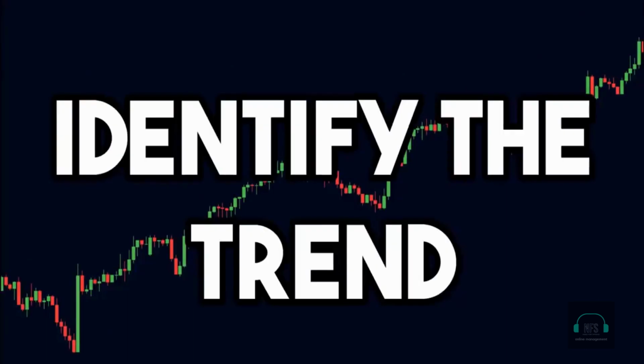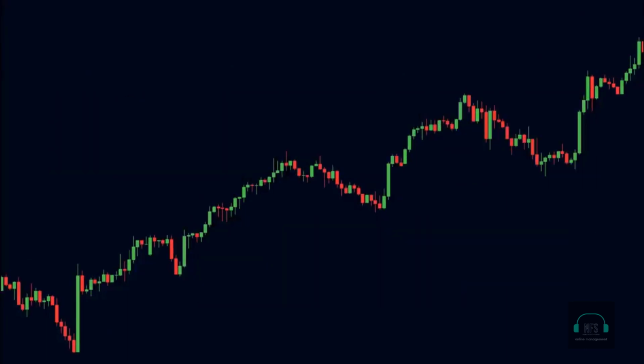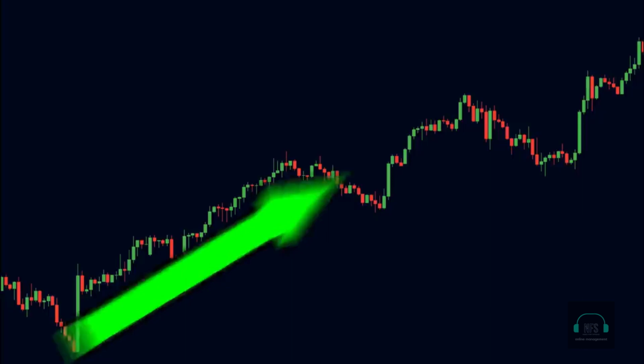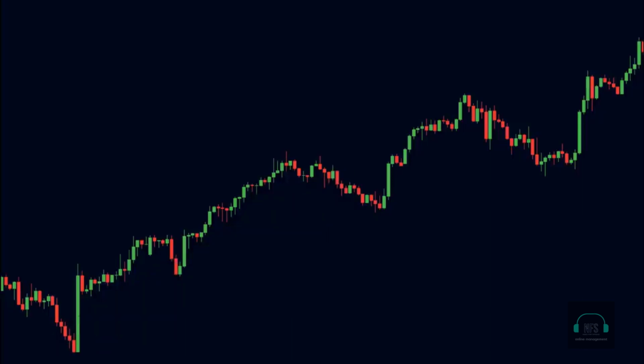The first step is to identify the trend. Here we see that the price was making higher highs and higher lows. So the price was in a clear uptrend. For the uptrend to be intact, we expect the price to break above this resistance level. That breakout happened on this candle.